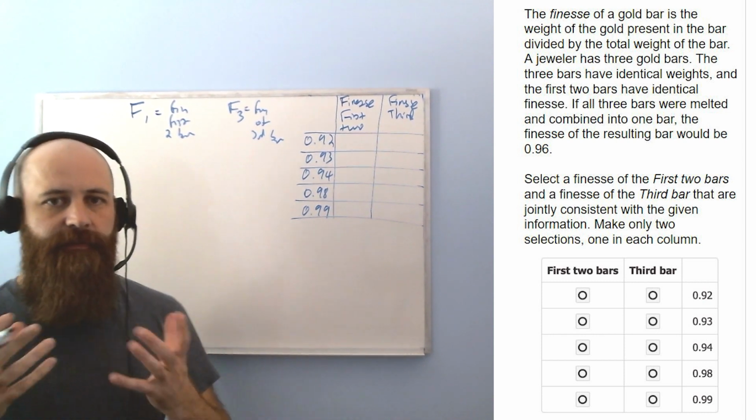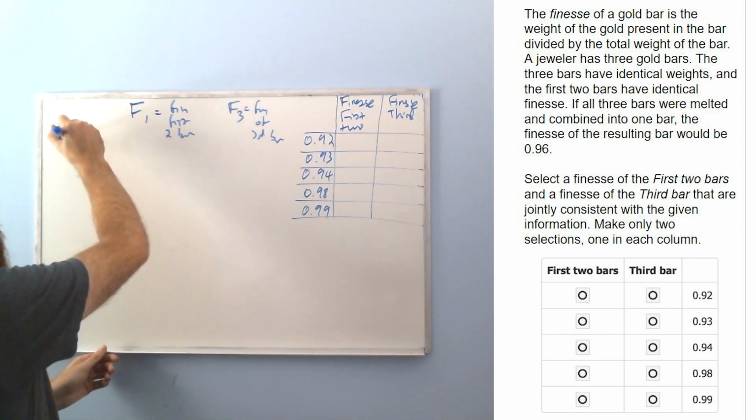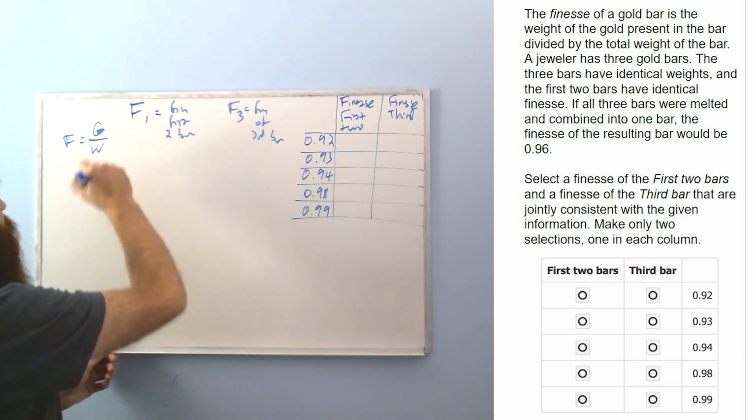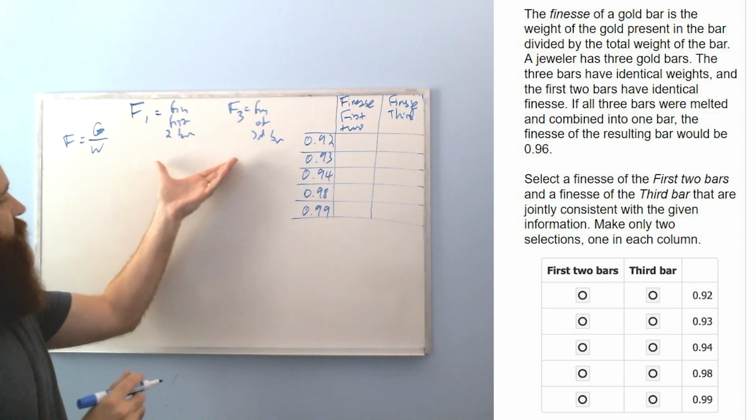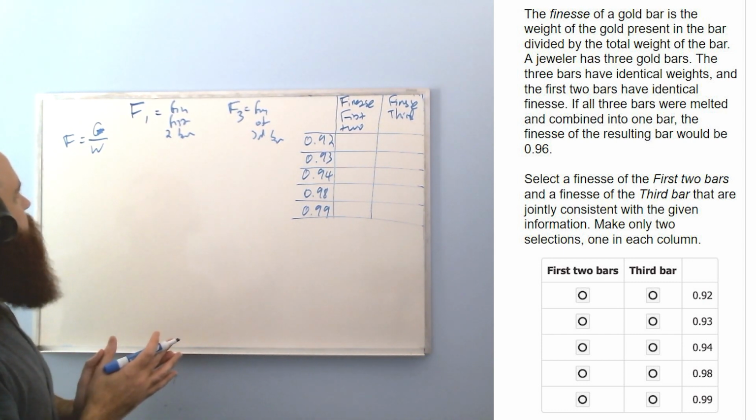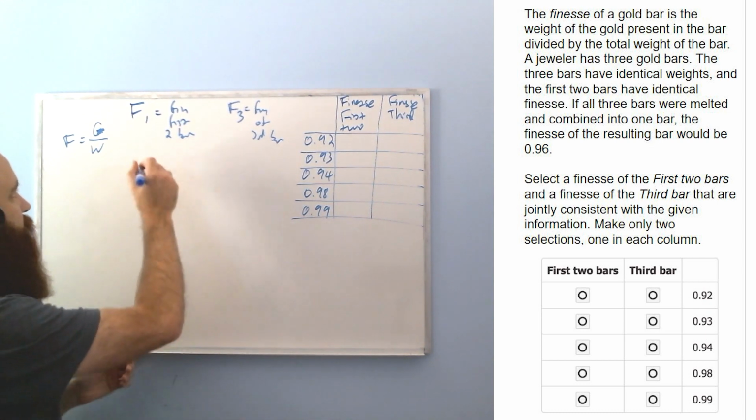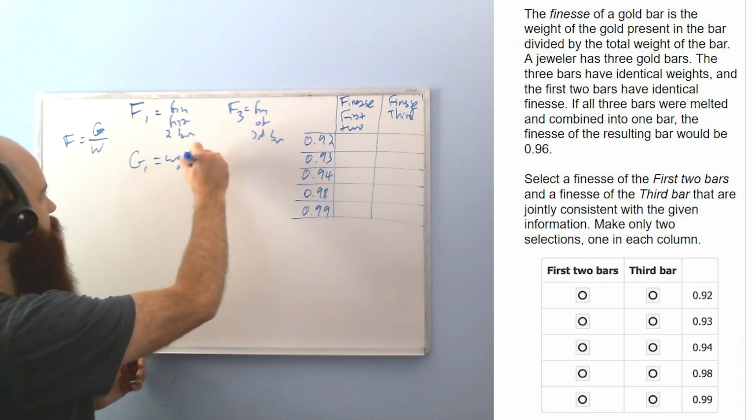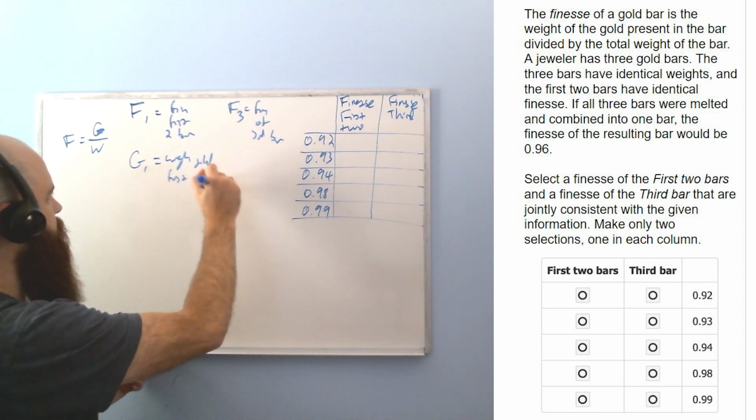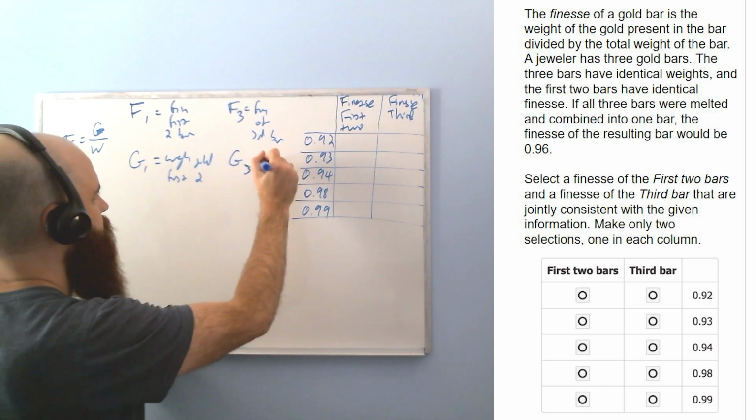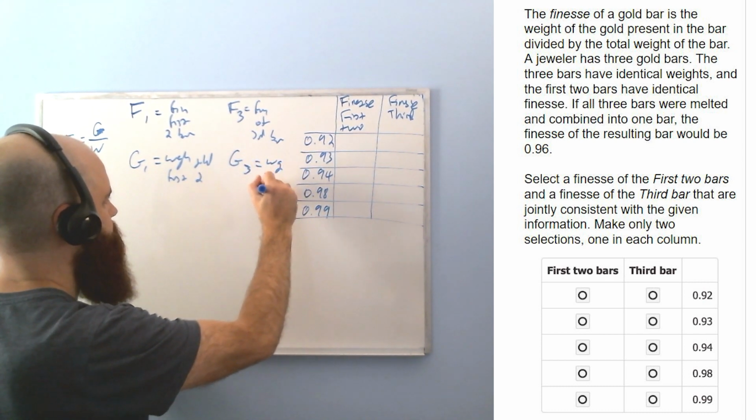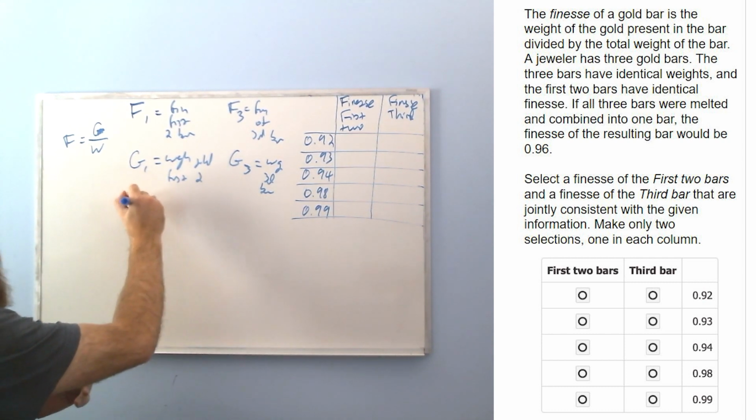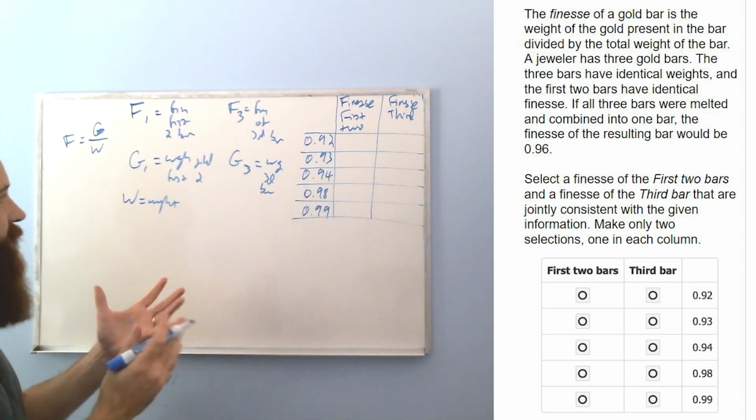Okay, so they also give me the definition of finesse. They say, F is equal to the weight of gold, maybe I'll say G over W. So probably it makes sense to write equations for the finesse in terms of the gold and the weight for these two. So I'll need to define some variables. I'll say G1 is the weight of the gold for the first 2 bars. And the same thing for the third bar, G3 is the weight of the gold for the third bar. Okay, and the weight they say is the same for all 3, so I've just got W as the weight of any of the bars.